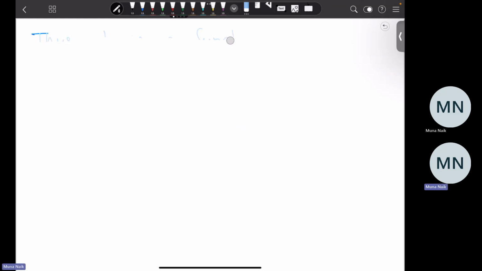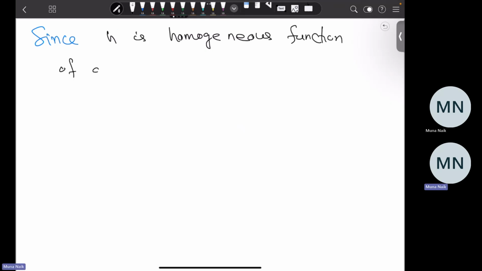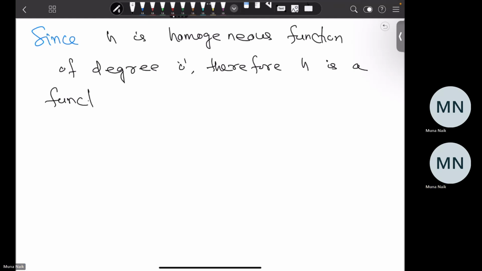Since H is a homogeneous function of degree 0, therefore H is a function on S01.